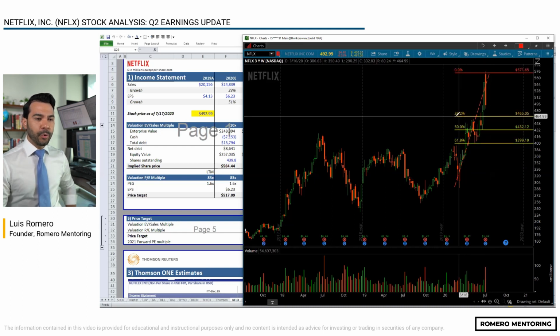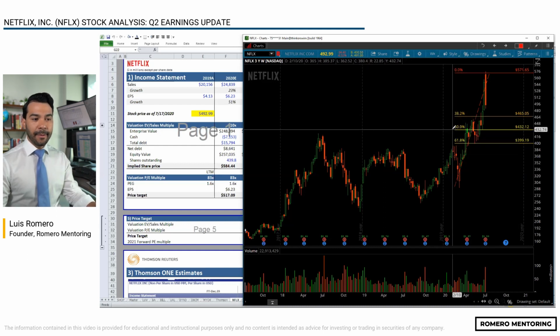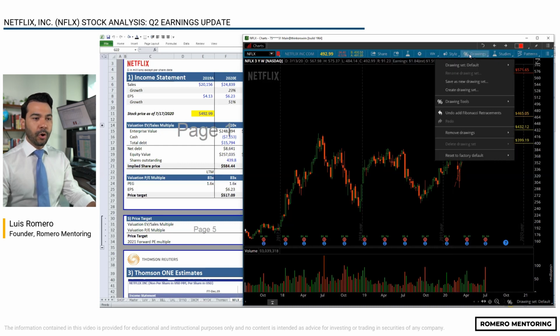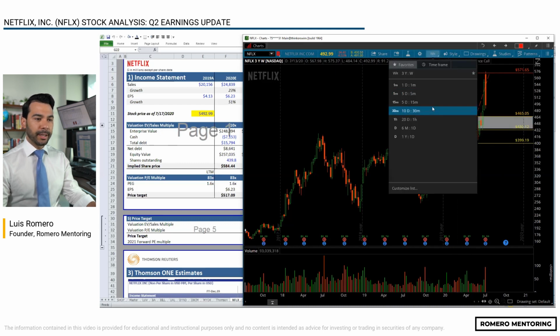If we come to the 38.2, it will be 465 support. That will be the first level on a Fibonacci retracement. The second level, the 50%, would be 432. Okay. So I'm going to draw right here a zone. And it's actually right in line also with where it broke from. Okay? Now let's go back to the daily.